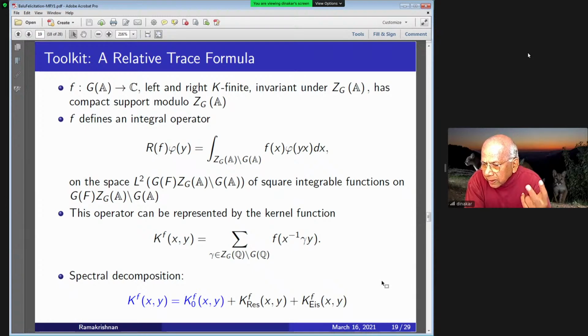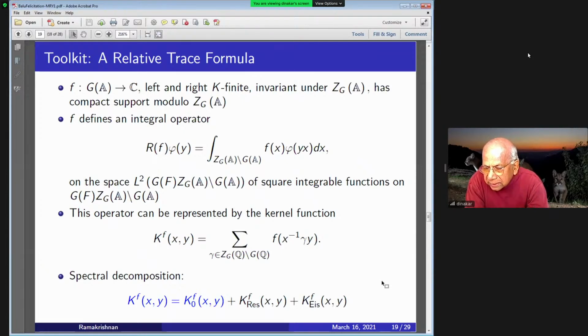Because you can expand it in two different ways, spectrally and geometrically. So Jacquet's idea, the relative trace formula, was not to integrate over the diagonal, but instead to take some subgroups H1 and H2 of G and then integrate over H1 cross H2 instead of the diagonal subgroup. That's what the relative trace formula is.